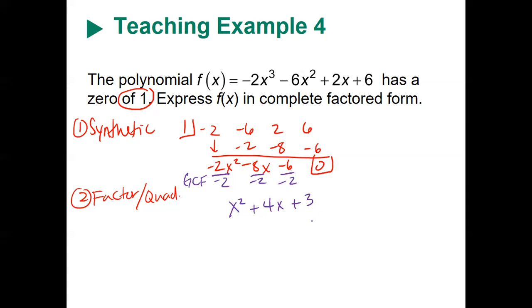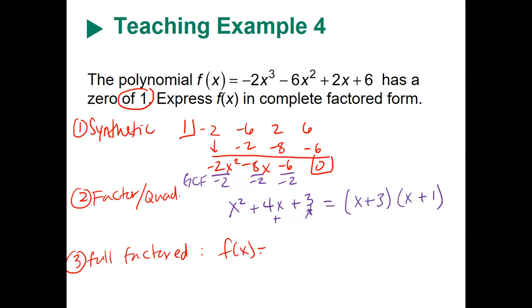So continuing my factoring, I'm asking what multiplies to give me 3 but adds to give me 4. What are my factors? So my factors would be x plus 3 and x plus 1. And our last step is now we're going to write it in full factored form. When you're fully factored, you're going to start off with your a value. What's our a? Our a was -2. And then we're going to write our factors, our zeros.